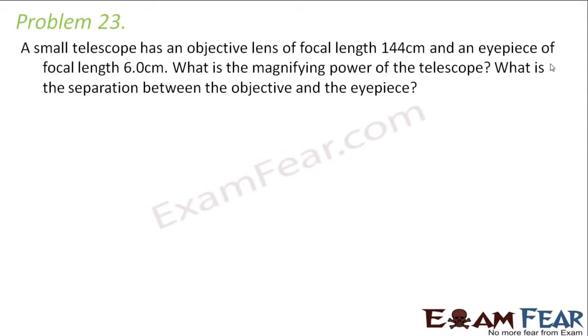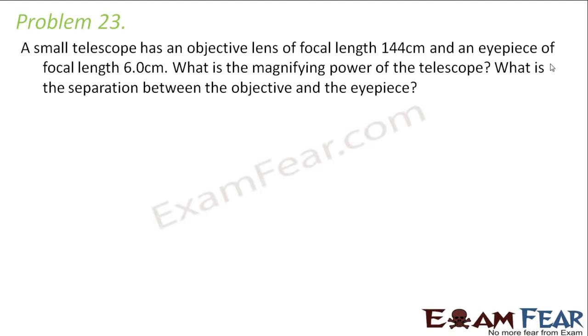Now let us go ahead and look at the next problem. It says that a small telescope has an objective lens of focal length 144 centimeters and an eyepiece of focal length 6 centimeters.